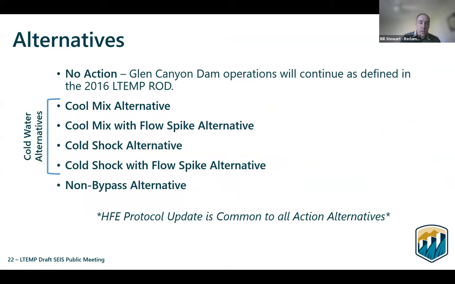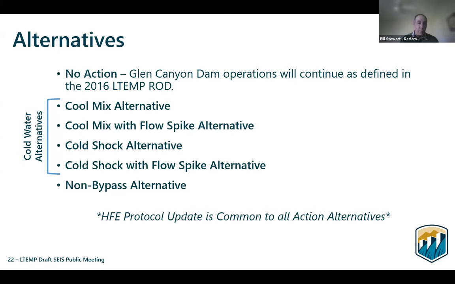So in this EIS, there are six alternatives that were analyzed. There's the no action alternative, and then there are five action alternatives. Of those five action alternatives, four are cold water alternatives that make use of the bypass tubes to cool the water. And then the fifth action alternative is the non-bypass alternative. Of all the action alternatives, there's an update to the HFE protocol, and that is common to all of those action alternatives.